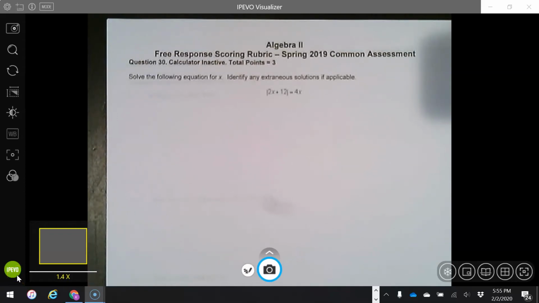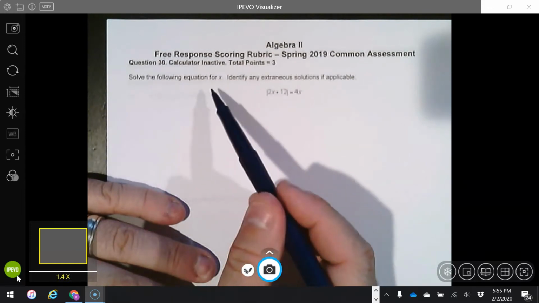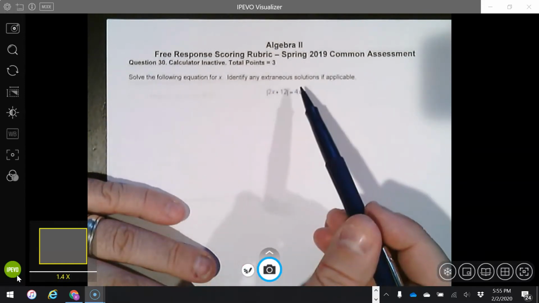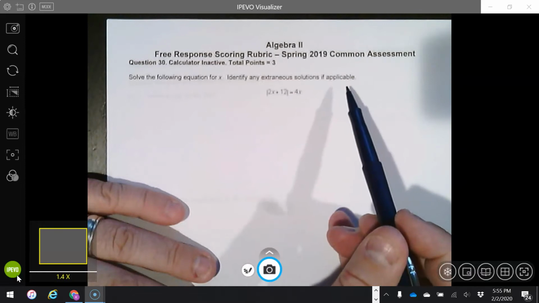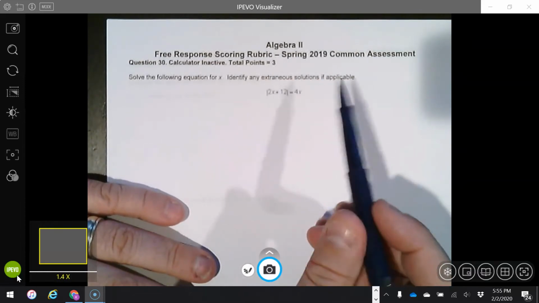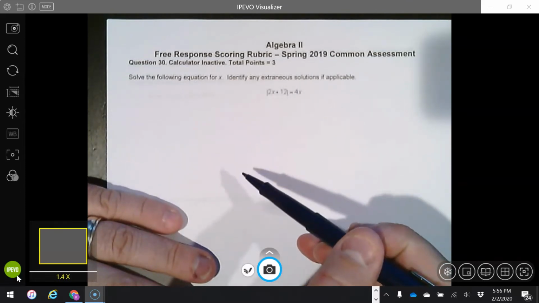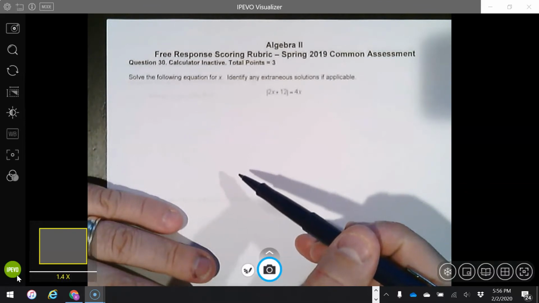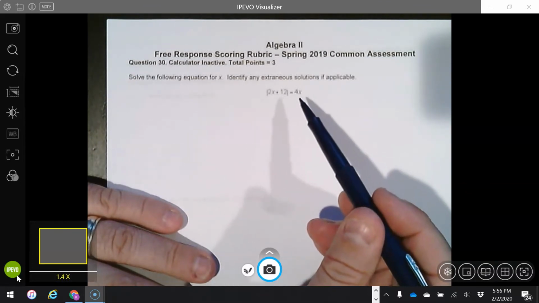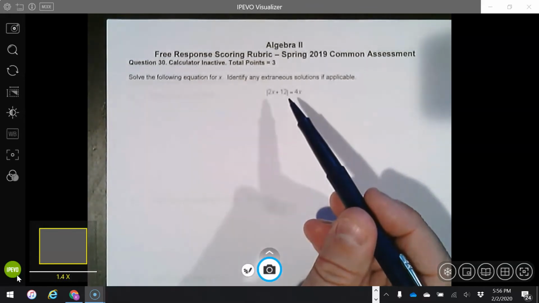All right, let's keep going. Question number 30 says solve the following equation for x. Identify any extraneous solutions if applicable. Extraneous solutions are solutions that you come to, you've done what seems to be legal algebra, but when you check the final answer back into the original equation, you realize that it actually is not a proper solution.